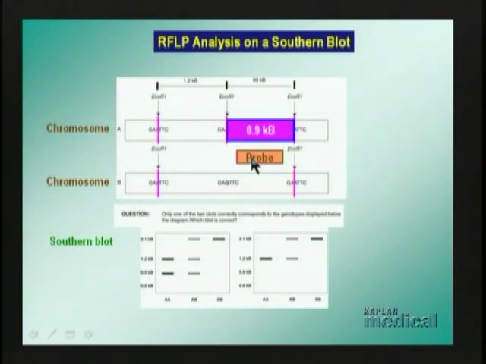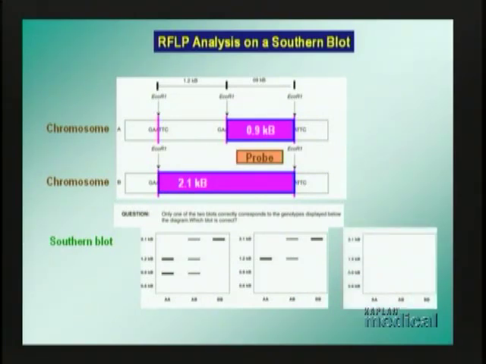Notice how this probe will base pair with a 0.9 kb fragment. This probe will also, that's coming from chromosome A. This probe also will base pair with the 2.1 kb fragment coming from chromosome B. The issue now becomes, what would the southern blot now look like?